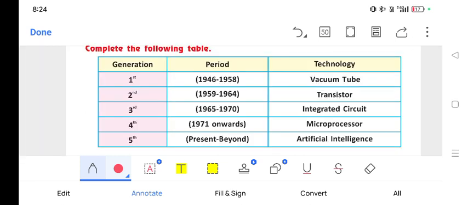Complete the following table. First generation was from 1946 to 1958. Vacuum tubes were used in the technology. Second generation 1959 to 1964, transistor were used. Third generation 1965 to 1970, integrated circuit were used. In fourth generation 1971 onwards, microprocessor were used. In fifth generation, present, this is based on artificial intelligence.